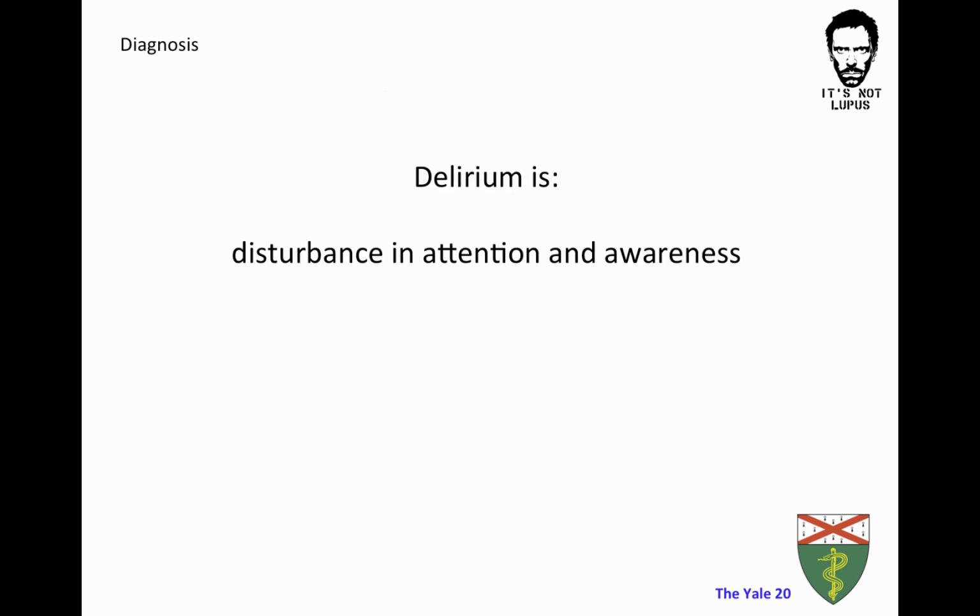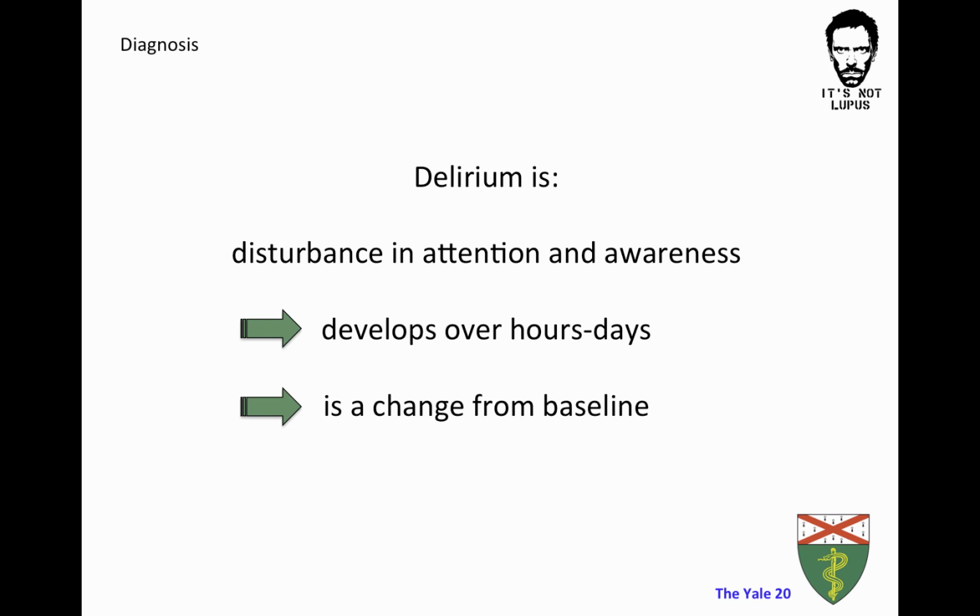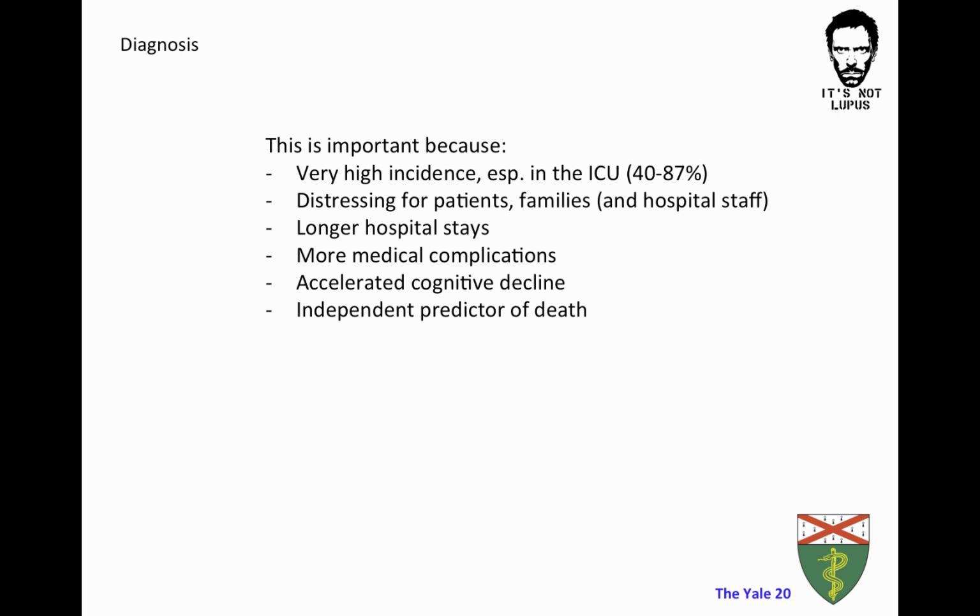So remember, delirium is a disturbance in attention and awareness that develops over hours to days. It is a change from baseline, and it fluctuates in severity. This is important because there's a very high incidence of delirium in the hospital, especially in the ICU, with up to 87% of patients experiencing this. And it's very distressing for patients, families, and hospital staff. It leads to longer hospital stays, more complications, accelerated cognitive decline, and it's an independent predictor of death. So essentially, there's high morbidity and mortality.